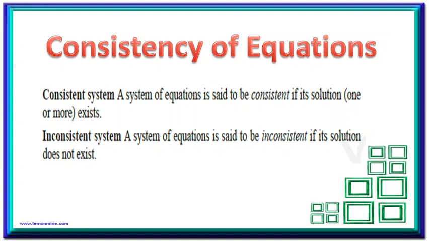I hope you are all very well aware of these two words, consistent system and inconsistent system, because you have done it in class 10th mathematics. A system of equation is said to be consistent if its solution exists. How many solutions does not matter. We have one solution or more solutions, but whenever we have a solution, we call it a consistent system. And whenever we don't have any solution, we call it an inconsistent system.